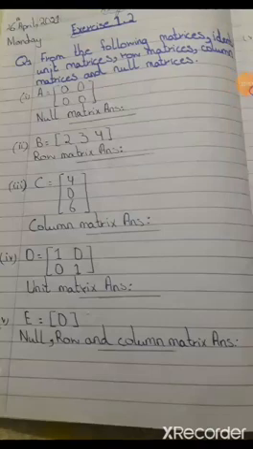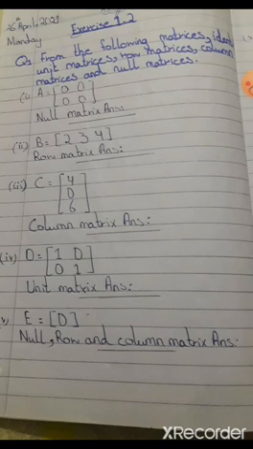Today we are going to start exercise 1.2, question 1. Question number 1 is from the following matrices. Identify unit matrices, row matrices, column matrices and null matrices. First of all, matrix A is given, all its entries are 0, so it is a null matrix.